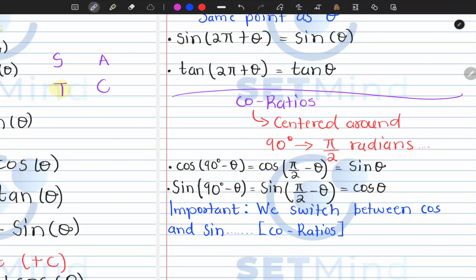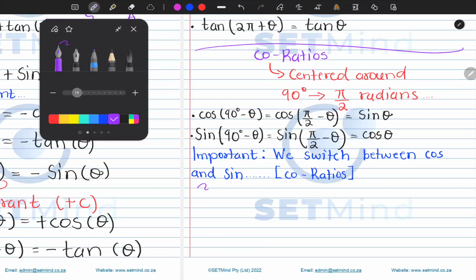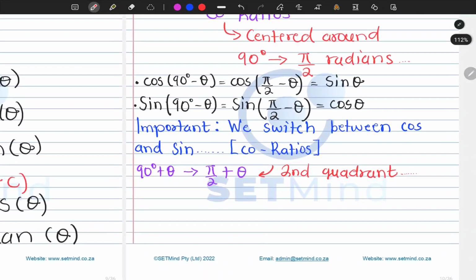Once you see a 90 or a pi over 2, you need to figure out what is the current trig ratio and what am I switching to. So it's either you switch from a cos to a sine or from a sine to a cos. This is the case when you have 90 minus. But when we have 90 degrees plus theta, which is just the same as pi over 2 plus theta, what is very important to note is that this here is on the second quadrant. So the dynamics change slightly, and you need to be careful when working with such.